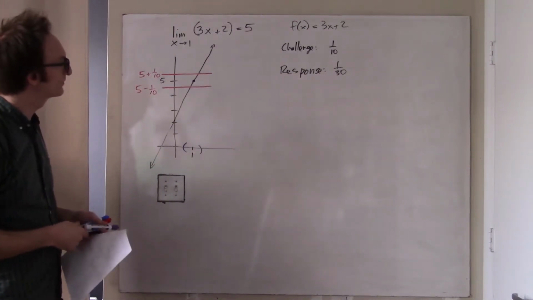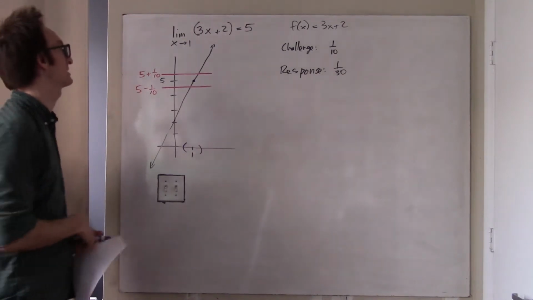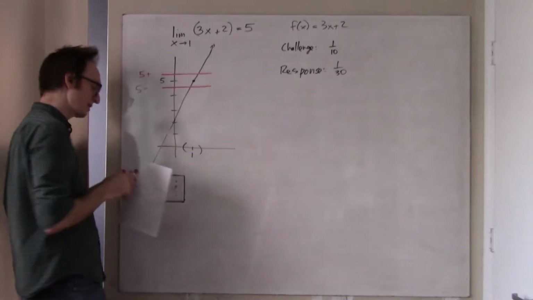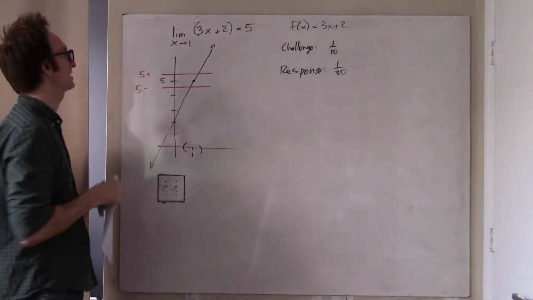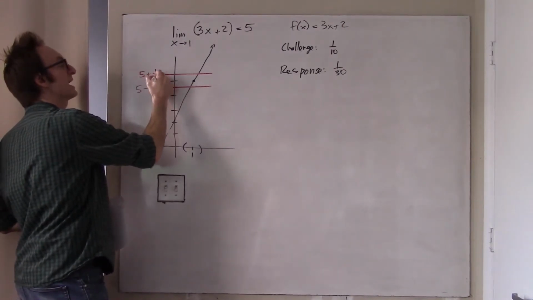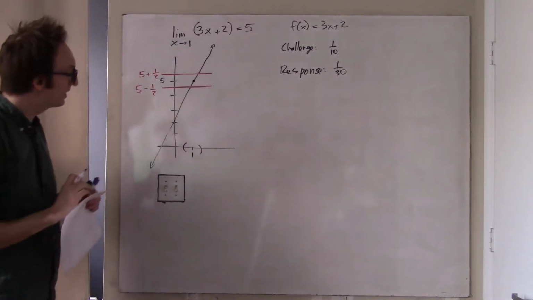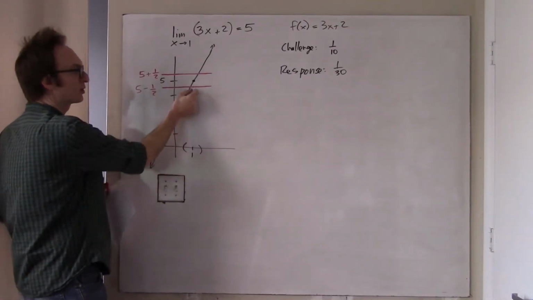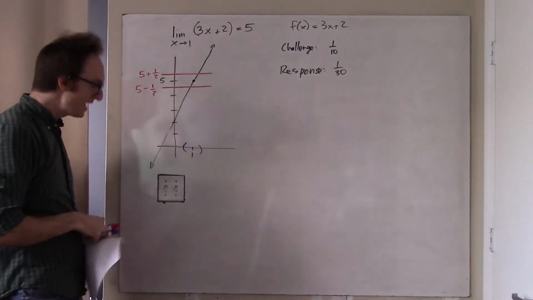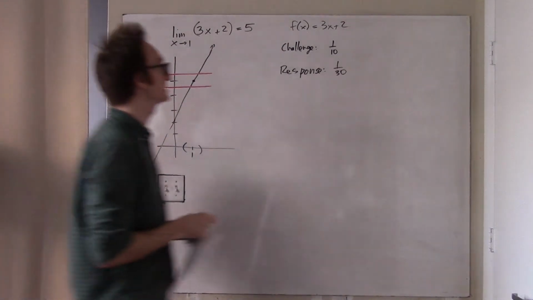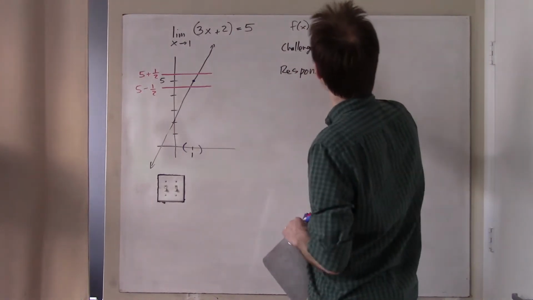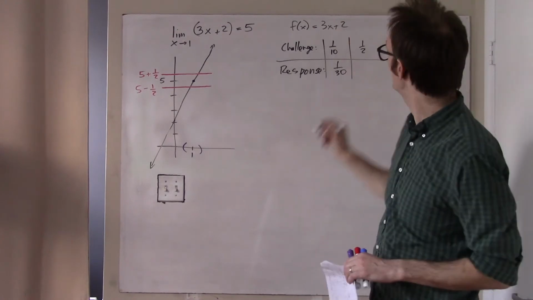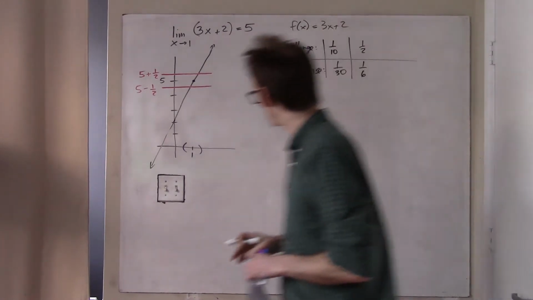Okay, and we can keep playing this game. What if I was given a different challenge? Maybe this is almost easier to see. What if my challenge were that all you have to do is be within, say, 1/2? If all I had to do was be within 1/2, how close to 1 must I get in order to be only within 1/2? And the answer is, if I was challenged with 1/2, then I think I can get within 1/6.